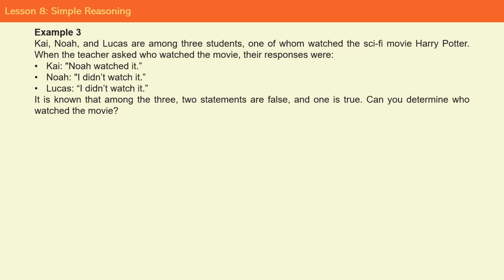Let's look at example 3. Kai, Noah, and Lucas are among 3 students, one of whom watched the sci-fi movie Harry Potter. When the teacher asked who watched the movie, their responses were: Kai: "Noah watched it." Noah: "I didn't watch it." Lucas: "I didn't watch it." It is known that among the 3, 2 statements are false, and 1 is true. Can you determine who watched the movie?